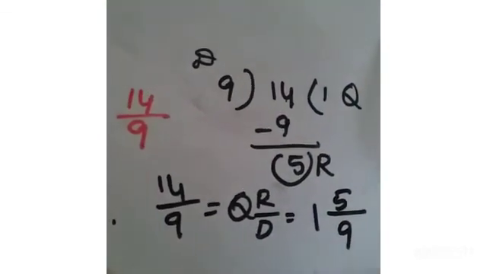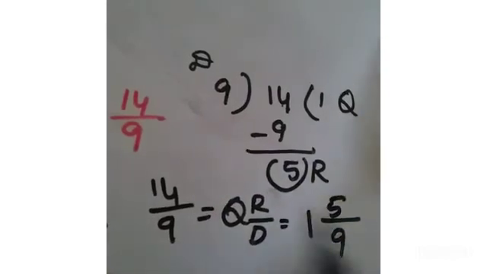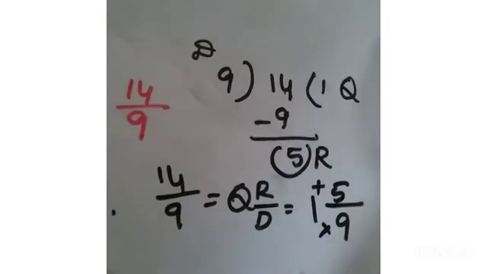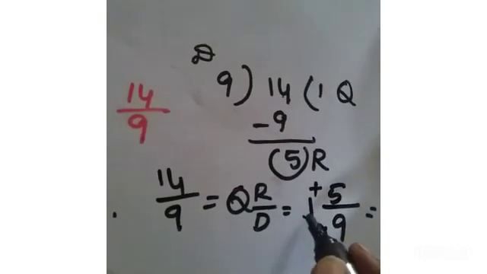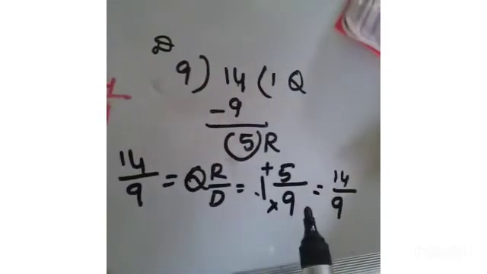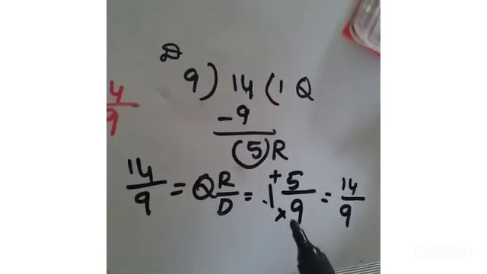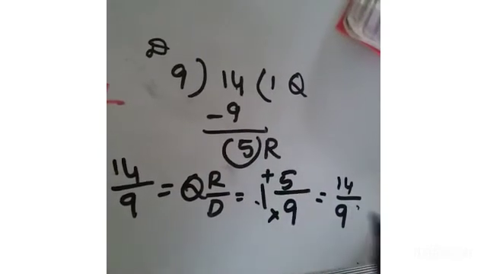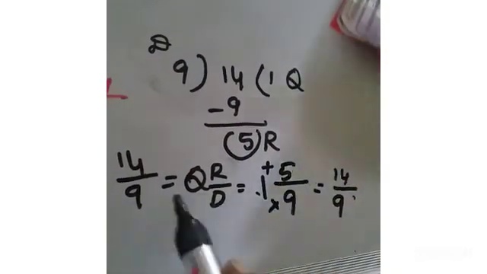Then when we convert a mixed number into an improper fraction, here we have to multiply, here we have to add. 1 9s are 9, 9 plus 5, 14 by 9. This way we again convert into an improper fraction. So both are the same now.